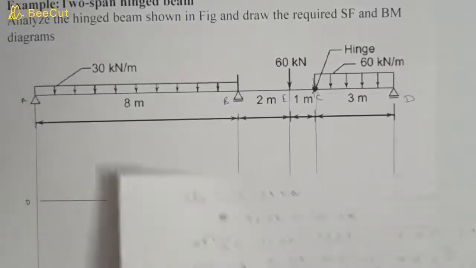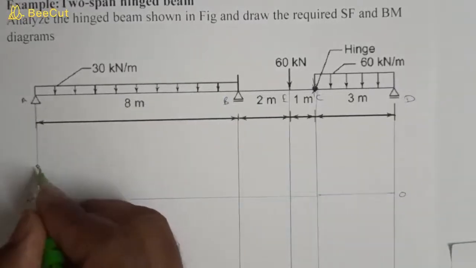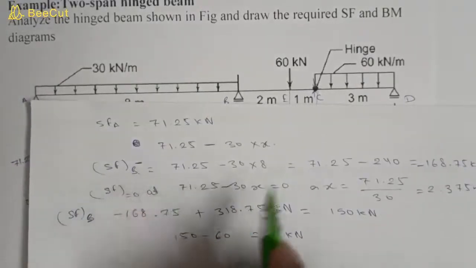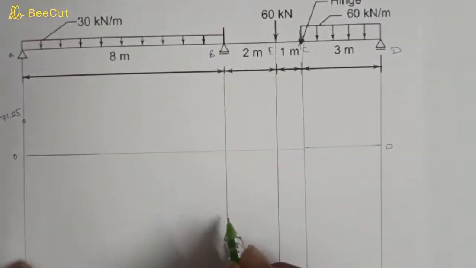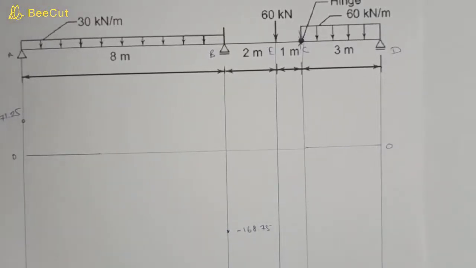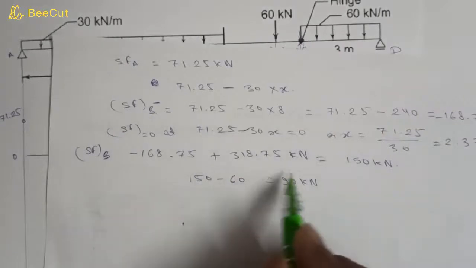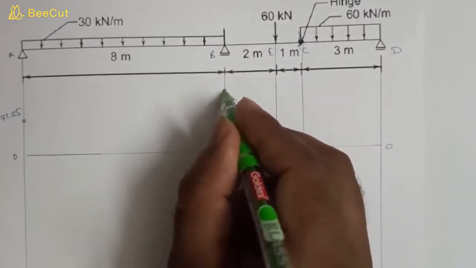Then at point A we have calculated shear force is equal to 71.25 kilonewton. So we will draw 71.25 kilonewton. Then at point B, shear force at point B is minus 168.75 kilonewton. So it is in minus 168.75 kilonewton. Now at just point B we have shear force is equal to 150 kilonewton. So it is in plus 150 kilonewton.